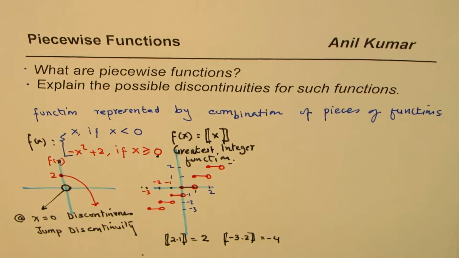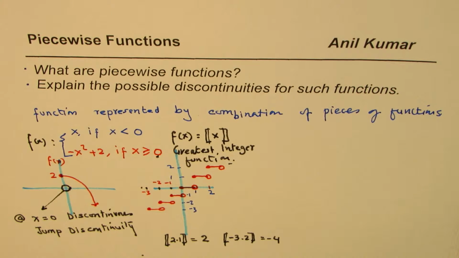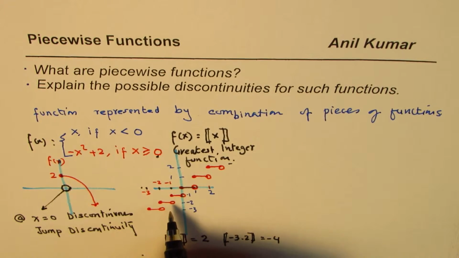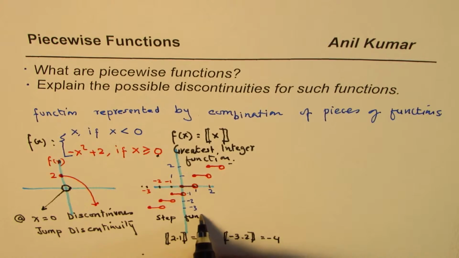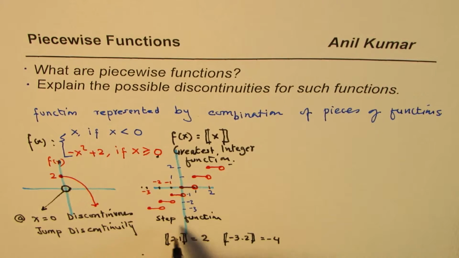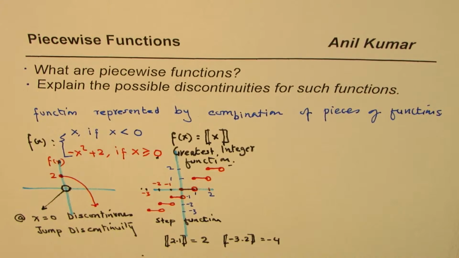Correct? So the greatest integer function is also a combination of different functions, as you can see. And this function could be treated as a step function. And it does have a discontinuity, which is the same as jump discontinuity. Correct? So this is another example where we may have jump discontinuity, and I have explained a very important function here, which is called the greatest integer function.